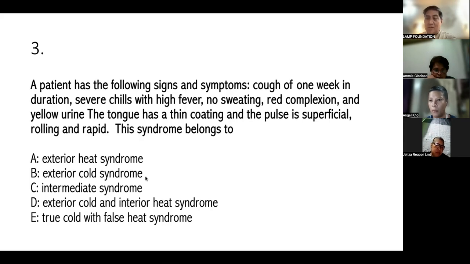Tapos red complexion. Kasi may matagal na. Pag yung complexion mo nagpula na. Yellow urine. Ibig sabihin interior na siya. Dati na. Okay, very good.